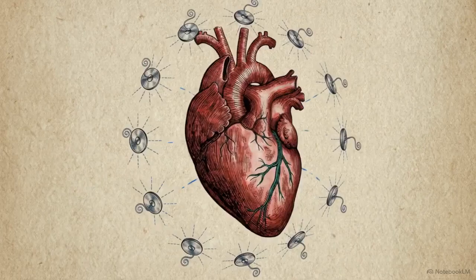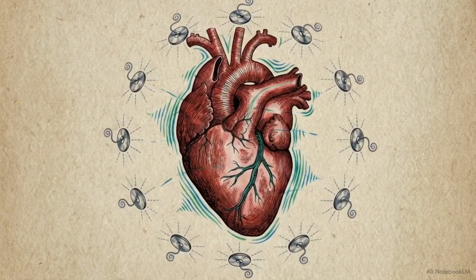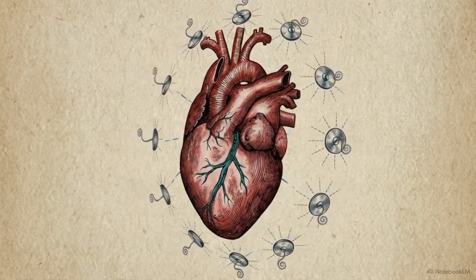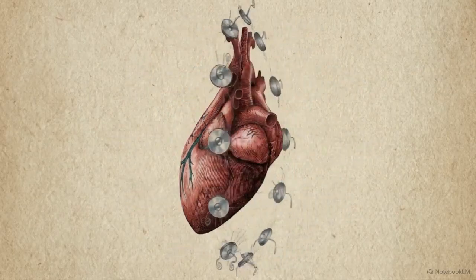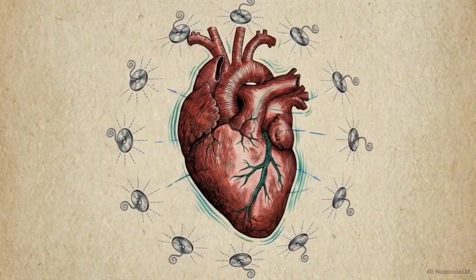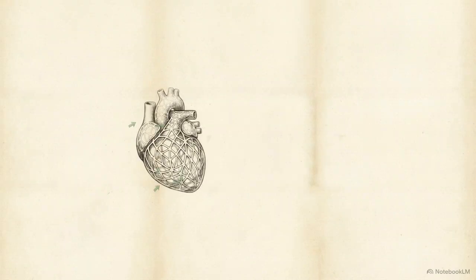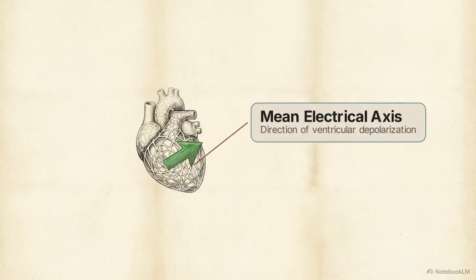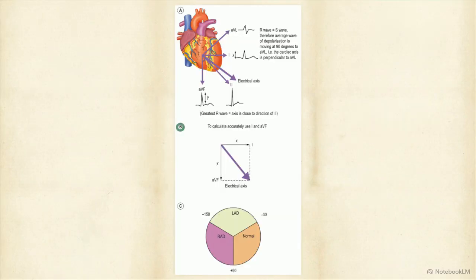The 12-lead ECG functions as a network of 12 cameras, photographing the exact same electrical storm from 12 precise, verifiable angles. We can distill all of these vectors down into a single measurement, the mean electrical axis. This represents the average overall three-dimensional direction of ventricular depolarization. Look at section B of this diagram. We can calculate this axis mathematically using the frontal limb leads.